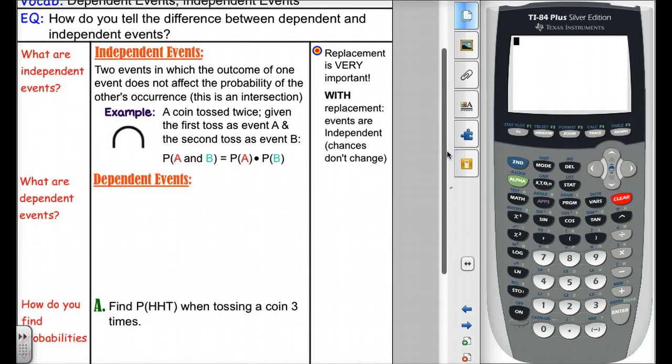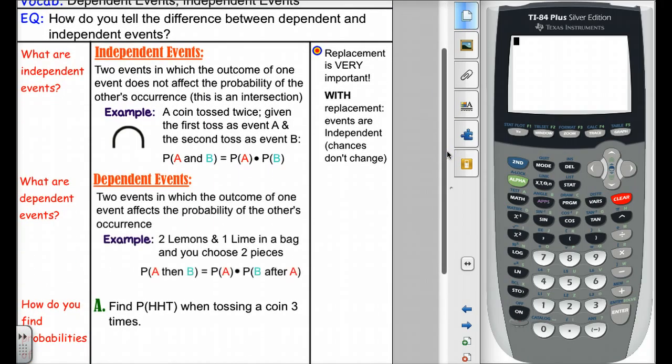However, we also have dependent events. Dependent events are where the outcome of one event affects the probability of the other occurrence. So if you have 2 lemons and a lime in a bag and you choose 2 pieces, you are going to have an increased chance of getting a lime if a lemon is already chosen, but you have, starting off, a better chance of a lemon. So the probability of A then B is the probability of A, and then the probability of getting B after you've selected A. That means you have it without replacement. In other words, it's dependent because our chances will change.